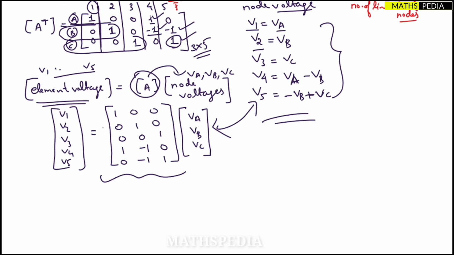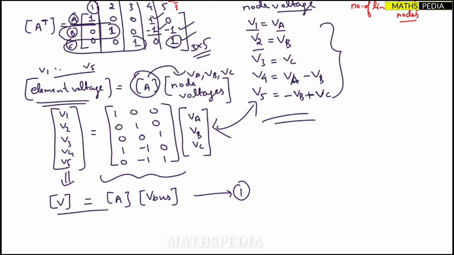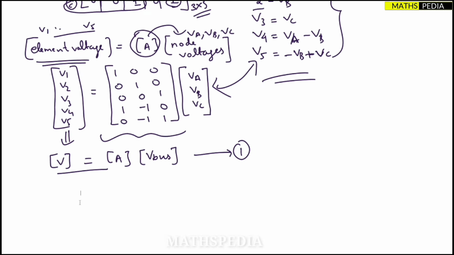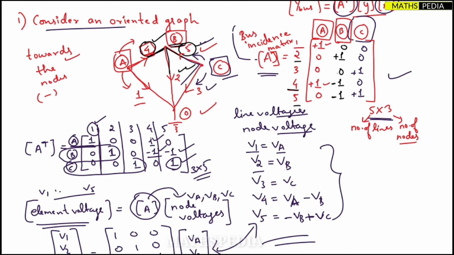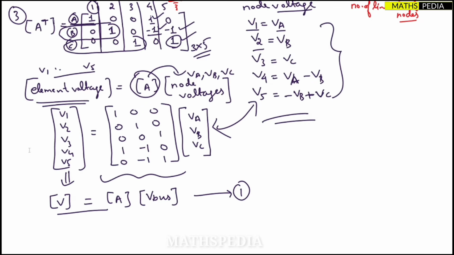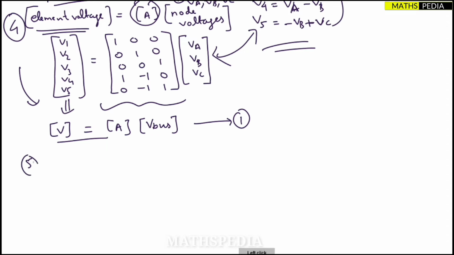Now let us go for the next step. I can represent it as V matrix equal to A matrix into the bus voltages or node voltages. So I can write it as V bus. Bus voltages or node voltage is the same thing. Just mark it as the first equation. This is one important equation. Now let us consider the next step. So first step, then we wrote the second step over here. The third step is to write the A transpose and try to get the relation, the fourth step. Okay, the same thing.